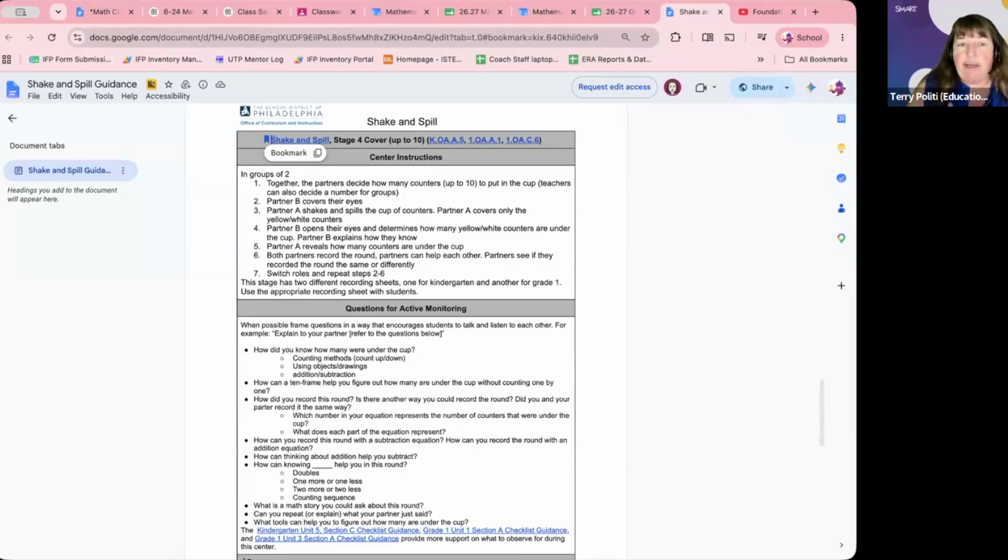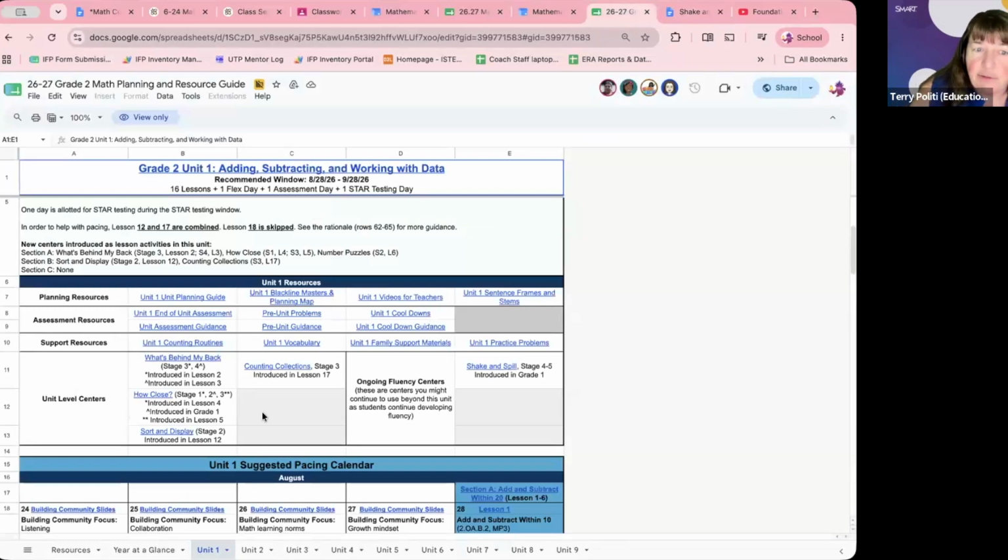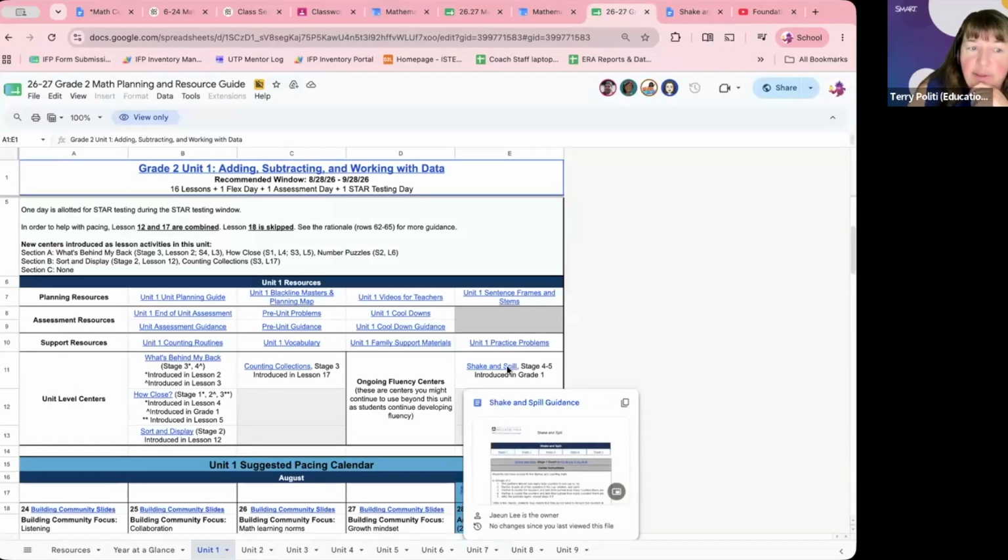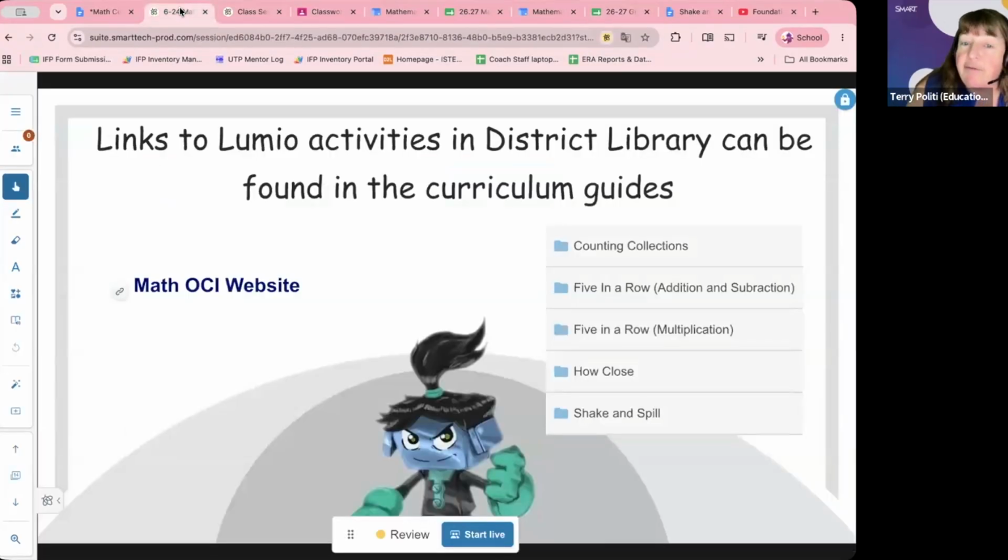I'm going to ask you to come back over to my Zoom window again. After Unit 1, Michael, you should find the unit level centers or ongoing fluency section of Unit 1. And then click on one of those games, either shake and spill, how close, 5 in a row, or counting collections.